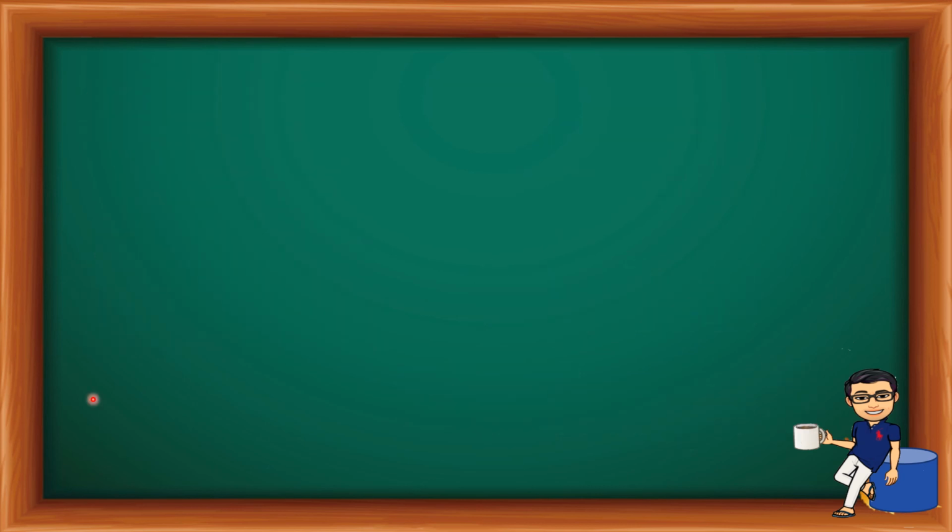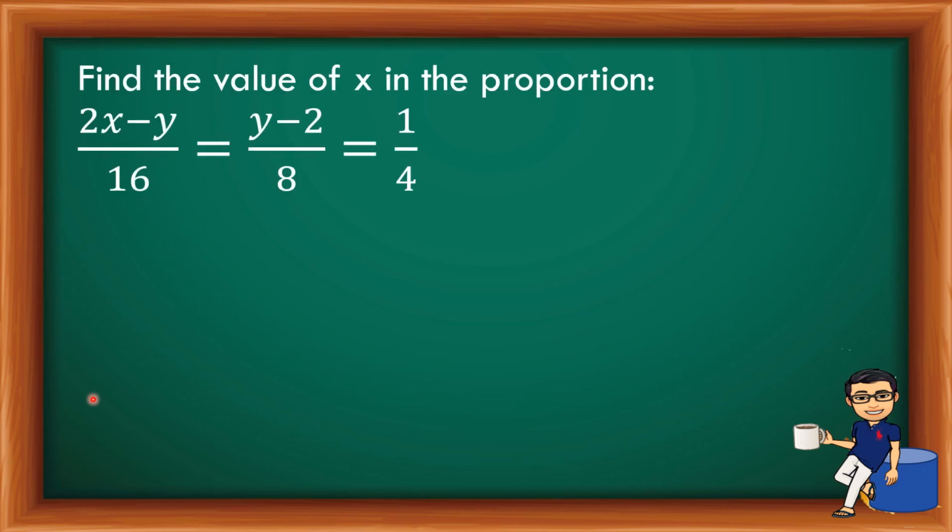Okay, let us see the solution in this third algebra challenge. Remember that with this algebra challenge, we are finding the value of x. So in this proportion, since we are talking of finding the value of x, and as mentioned in the problem, this is a proportion, each expression, (2x - y)/16, must have the same value as (y - 2)/8, which is equivalent to 1/4.